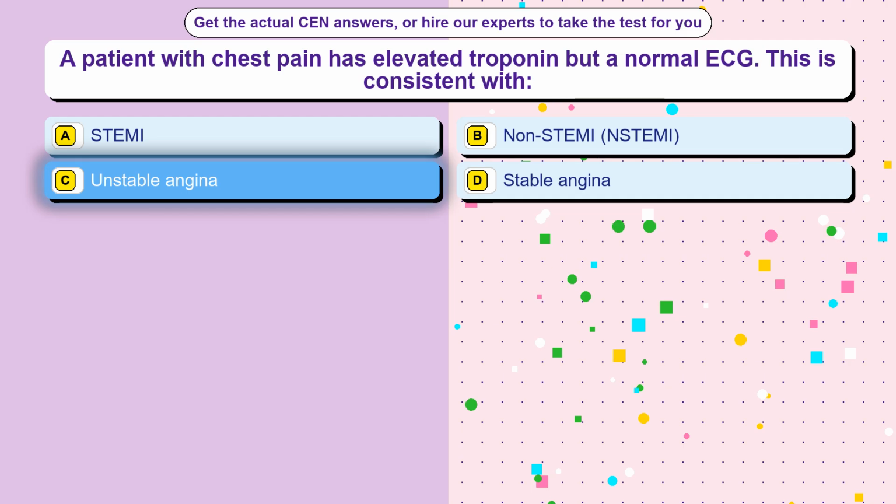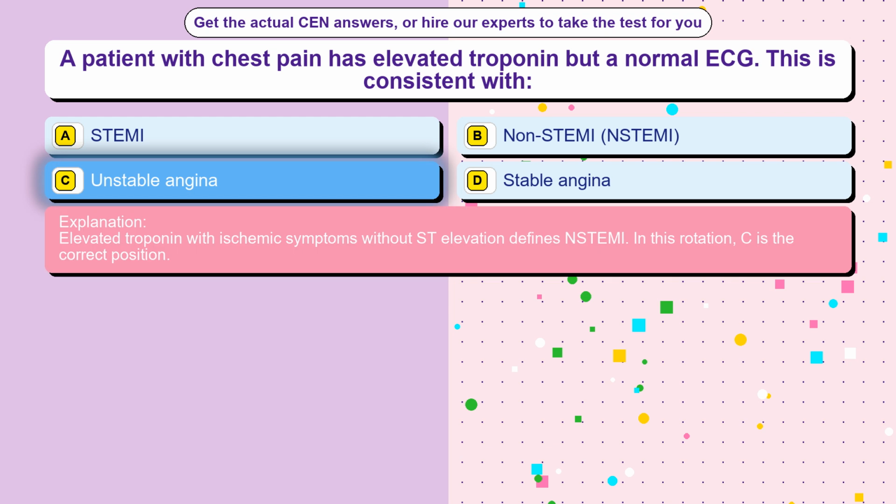The correct answer is option C, unstable angina. Elevated troponin with ischemic symptoms without ST elevation defines NSTEMI. In this rotation, C is the correct position.